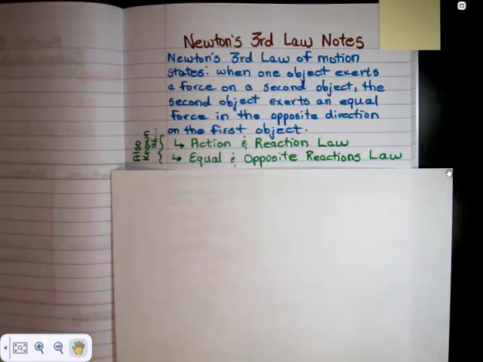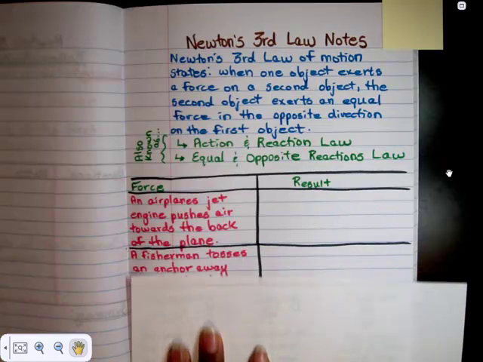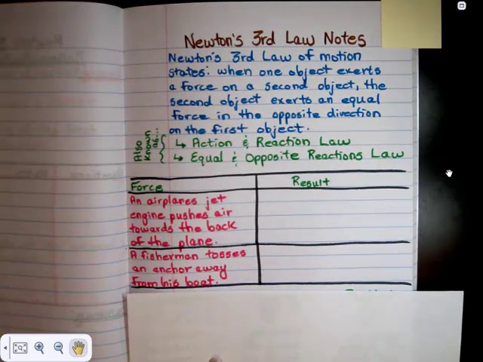So let's take a look at some examples. Go ahead and draw in this data table. We have two forces. The first force says that an airplane jet engine pushes air towards the back of the plane. What do you think the result would be? The result is that the air pushes the plane forward.